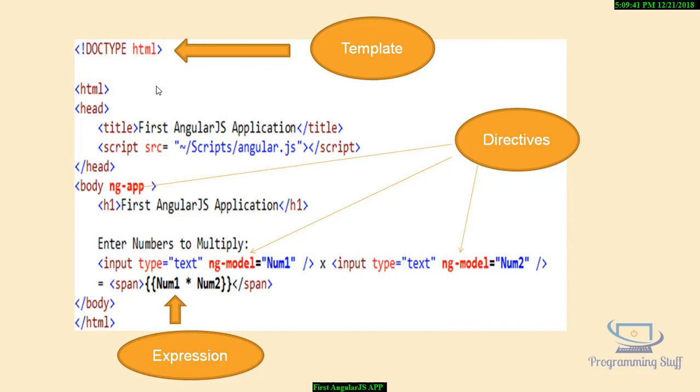Most of the directives in AngularJS start with ng, which stands for Angular. We have applied ng-app and ng-model directives in this example. The ng-app directive is the starting point of AngularJS. If the AngularJS framework finds the ng-app directive anywhere in the HTML document, then it bootstraps or initializes itself, then compiles the HTML template.